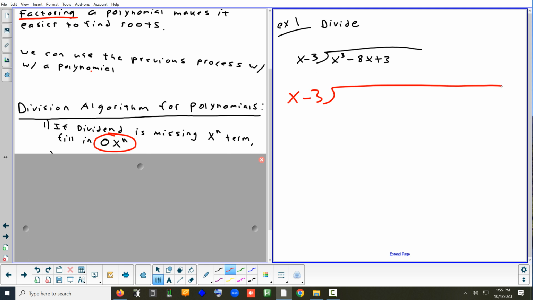Okay, so I've got the x cubed, so I'm going to put that one there. And what one am I missing next? x squared. I'm missing x squared, so I'm going to fill in 0x squared.